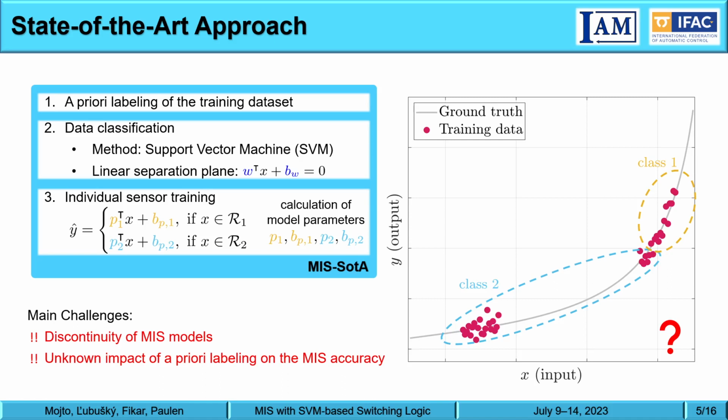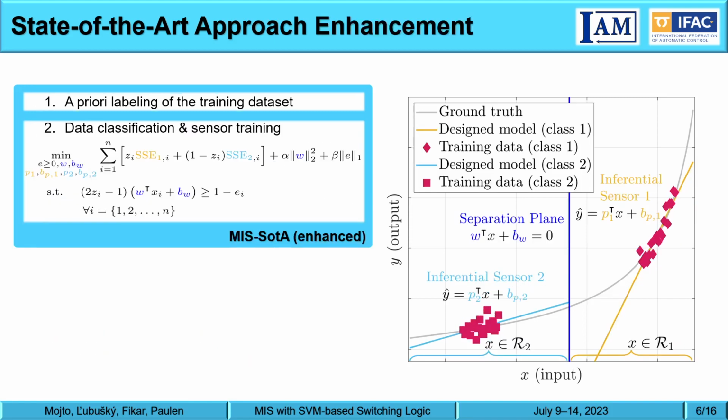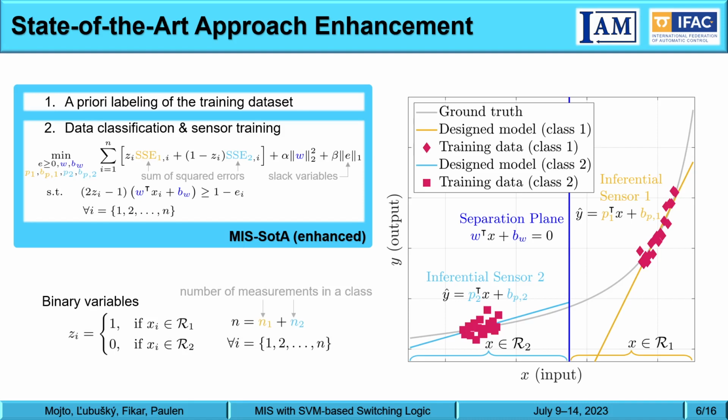So in order to provide solutions to these challenges, we need to make some changes in the structure of the state-of-the-art approach. Basically, we combine the second and third step together, and we obtain the following optimization problem, which involves the slack variables from the support vector machine methodology, the sum of squared errors criterion from the sensor training, and also the binary variables, which represent the assignment of the measurements to the considered classes.